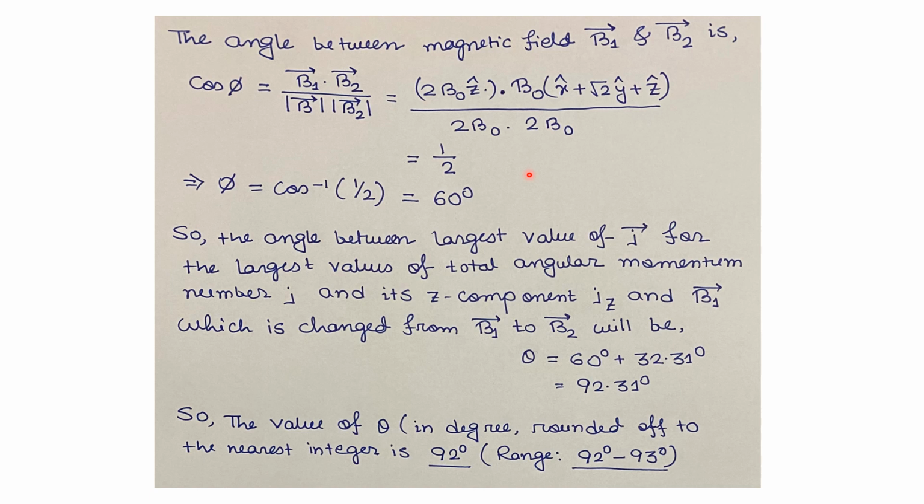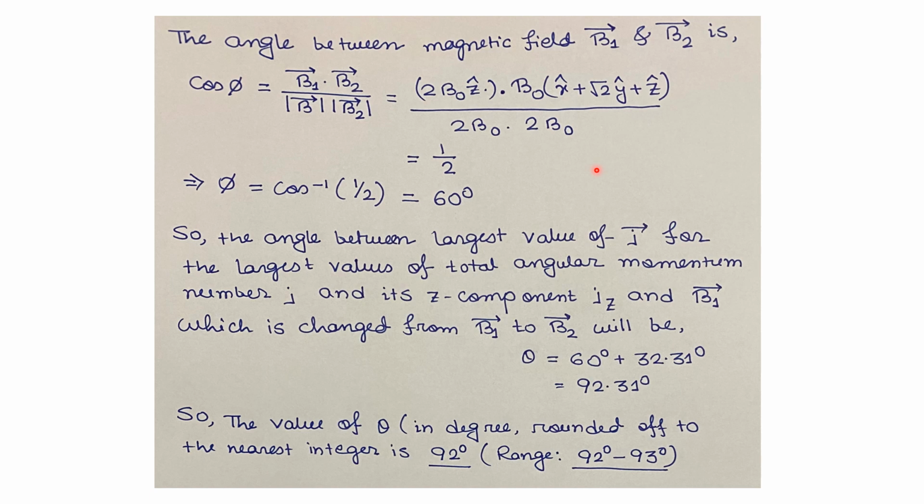So from here we can write cos phi equals half. So phi will be cos inverse half, which gives us 60 degrees. So basically the B2 vector is making an angle of 60 degrees with the old magnetic field vector, that is the B1 vector. So now the z component of the total angular momentum vector will align along the B2 vector.